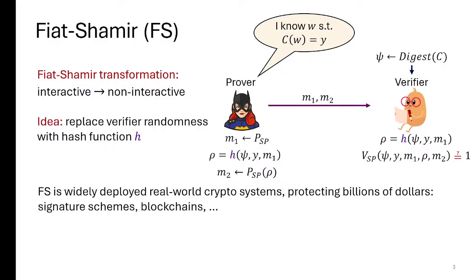Okay. So because of all these nice properties, because of non-interaction, the Fiat-Shamir heuristic is widely deployed in real-world crypto systems, not just in SNARKs, also in digital signatures and way beyond.